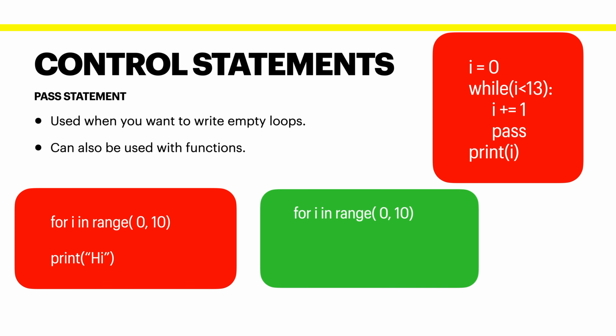So you can see the two methods are different. In the first method, I have not used the pass statement in my for loop. And in the second example, I have mentioned the pass statement in my for loop. And when I execute this code, the interpreter will understand that there is nothing to be executed in this code, and it will not throw up any errors.